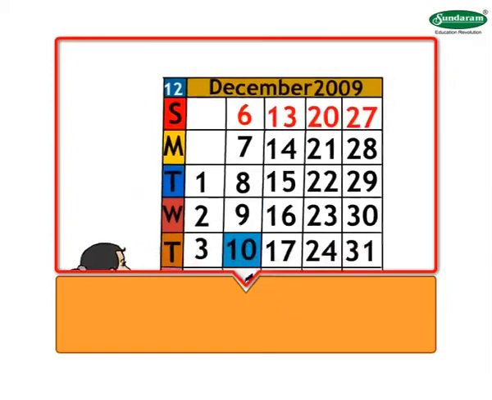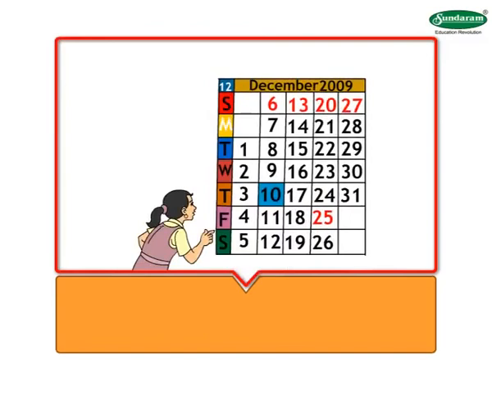You can see that the initials S, M, T, W, T, F, S are written on the left-hand side. As mentioned earlier, they stand for the days of the week. Sundays and holidays are shown in red color. Thus, 6, 13, 20, 27 are Sundays. 25th is a holiday. Based on this calendar, many questions are asked to students. Let us see the questions.